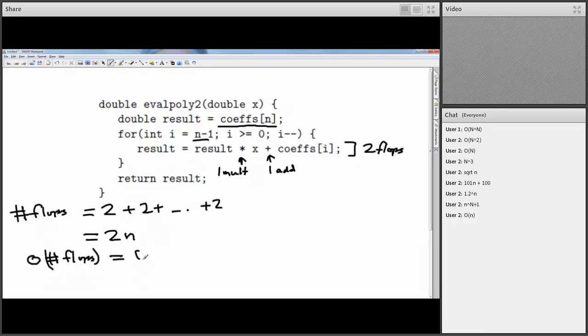Yeah. So the first algorithm was big O n squared. The second algorithm is big O n. Which is the better algorithm?